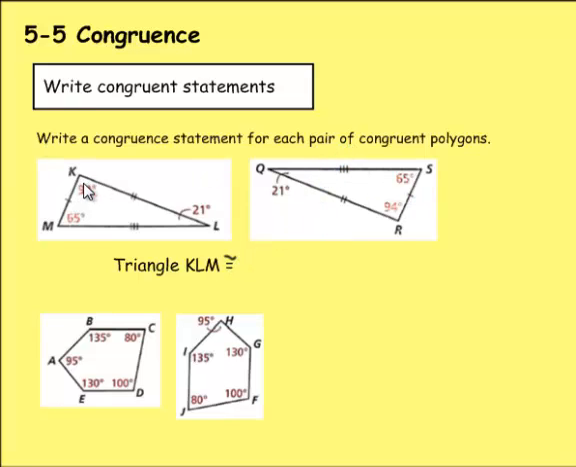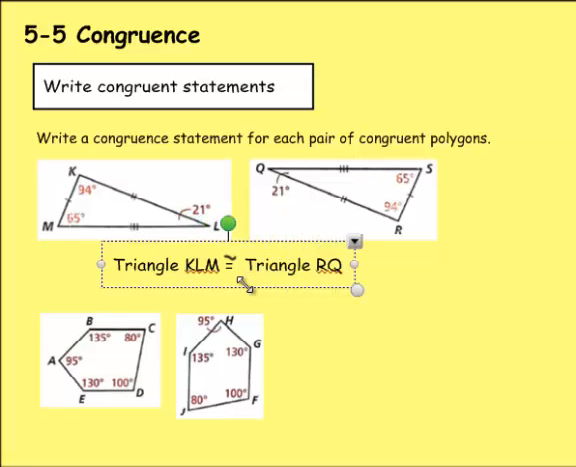Well, you see that I started on the 94 degree angle, I went to the 21 degree angle, then I went to the 65 degree angle. So I would have to do that over here: 94 degree to 21 degree to 65 degree. So my triangle here would be RQS. So KLM is congruent to triangle RQS. If you use sides as well, that would work just fine. Side 2, side 3, side 1. Side 2, side 3, side 1. So that would be my congruent statement.